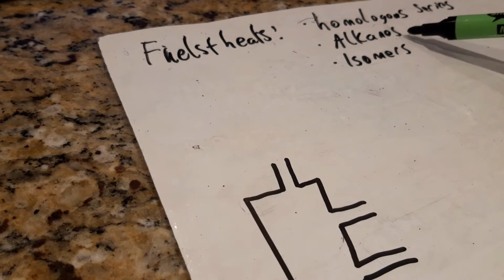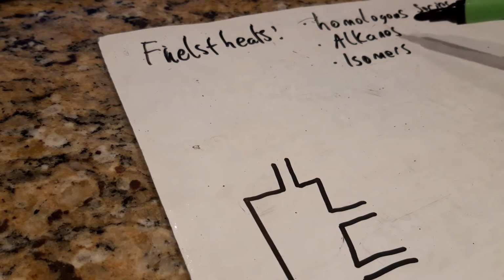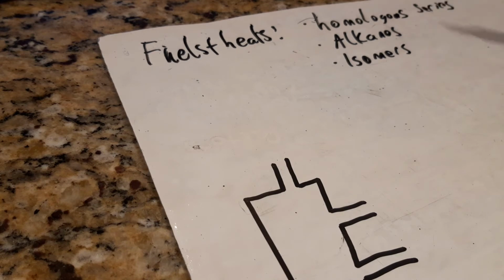Then you've got alkanes, which is the first homologous series we learned about, a hydrocarbon with only single bonds between the carbons. And then isomers are groups of chemicals which have the same molecular formula but different structural formula. So they're arranged differently in space, basically. And these are useful words to know when we're dealing with this topic.